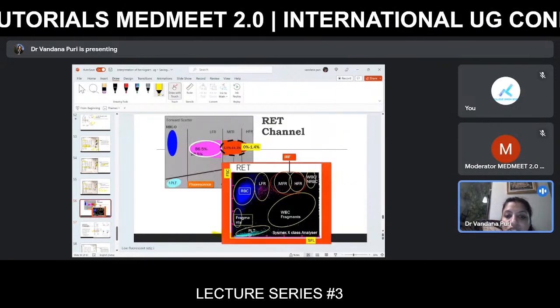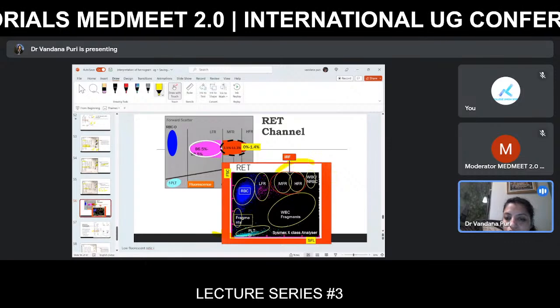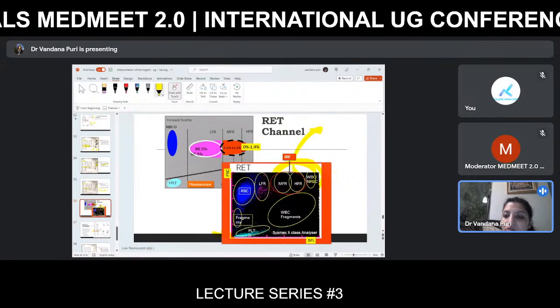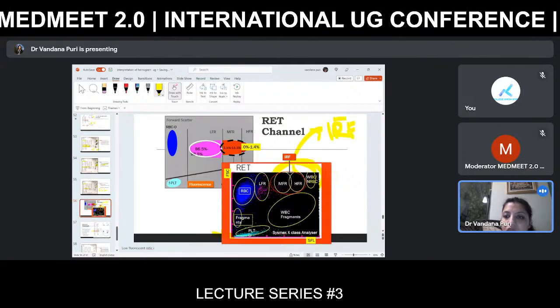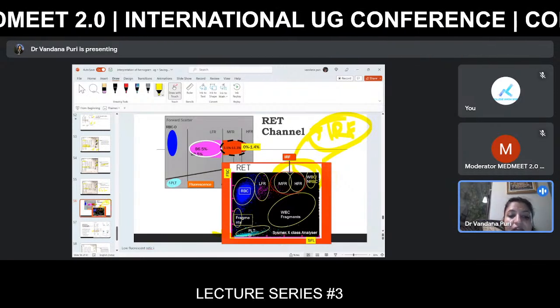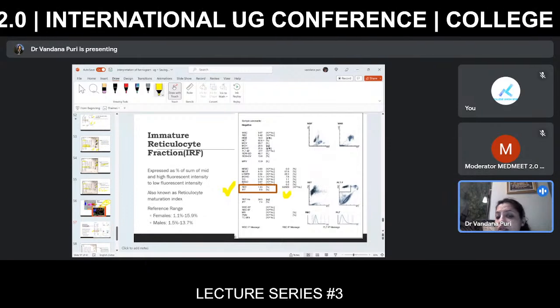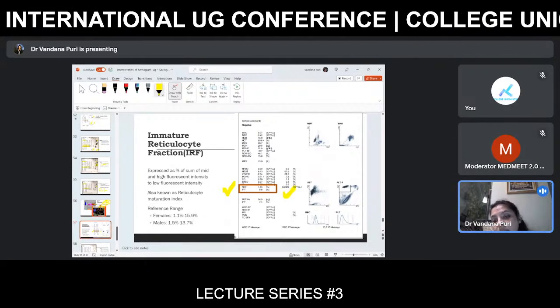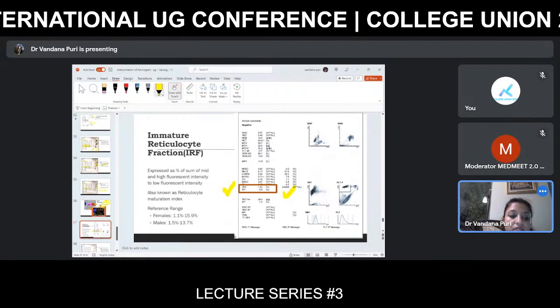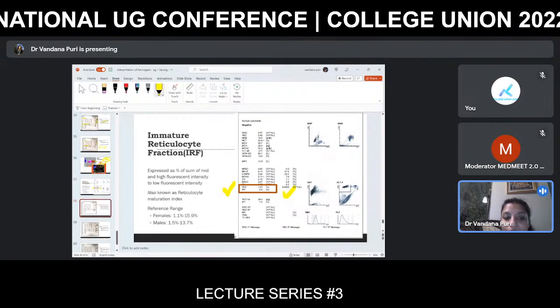So you basically just count these two, you just count mid and high. This is your immature reticulocyte fraction. Okay, so this is IRF, and the IRF values are what are important. So they give you how much is the IRF, that is how much is the mid and high fluorescence. Okay, right. So once you're clear with this, let's look at one case here.